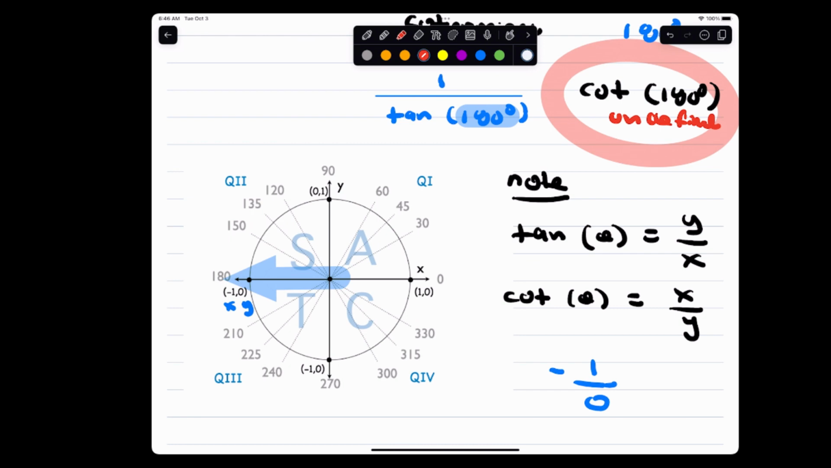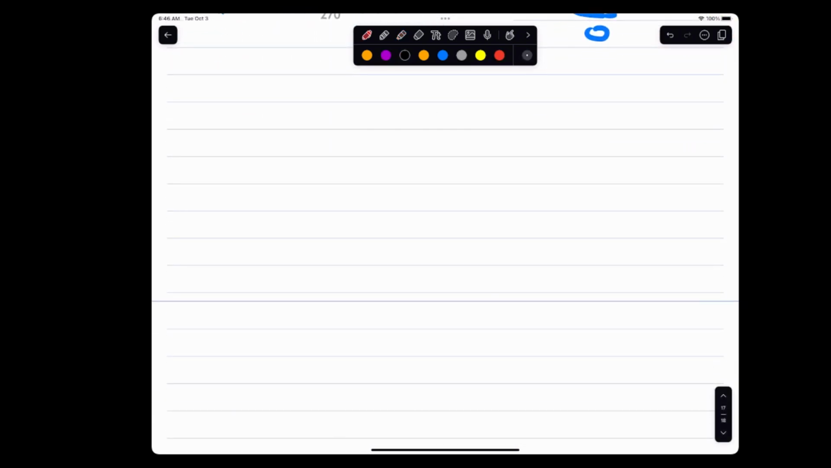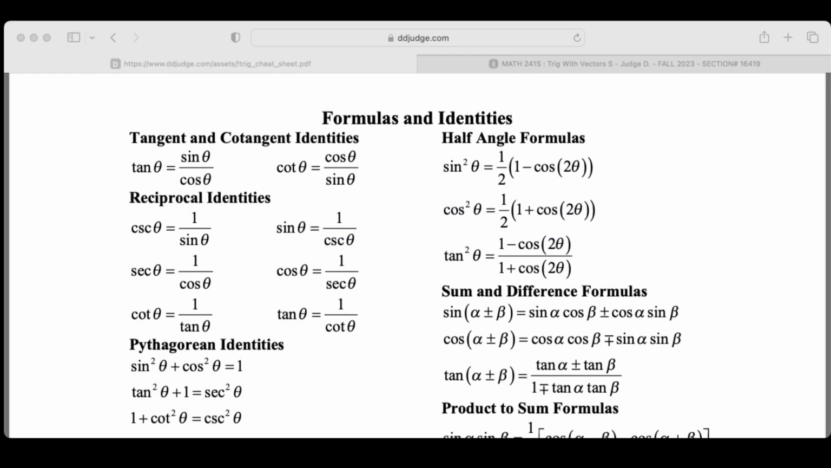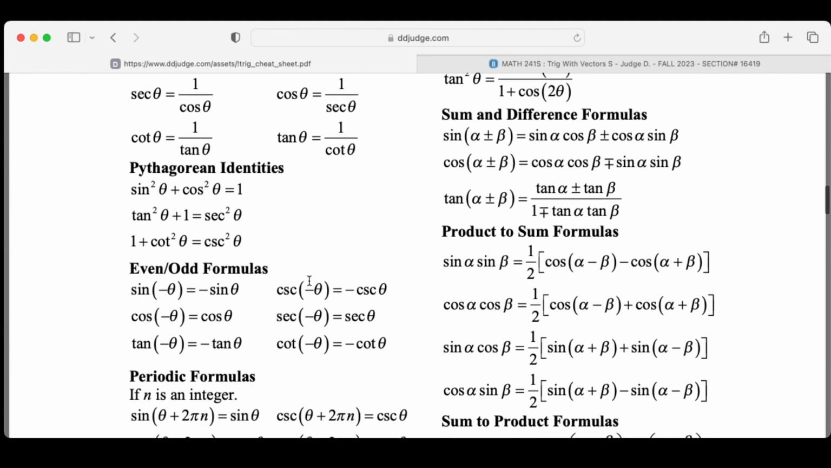Okay, so for example, let's go back to recall. We started this discussion on the Pythagorean identities. If you guys remember, we got these Pythagorean identities here, and they're over here as well. Didn't we work on this? Sine squared theta plus cosine squared theta is 1. Tangent squared theta plus 1 is secant squared. 1 plus cotangent squared theta is cosecant squared. So we got our Pythagorean identities.